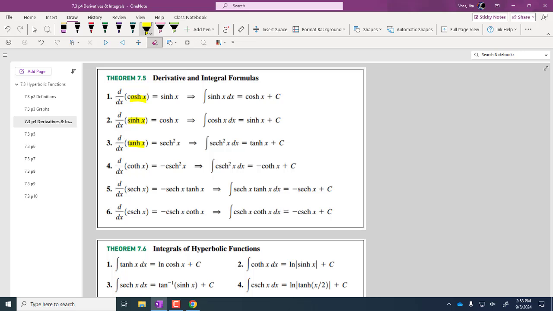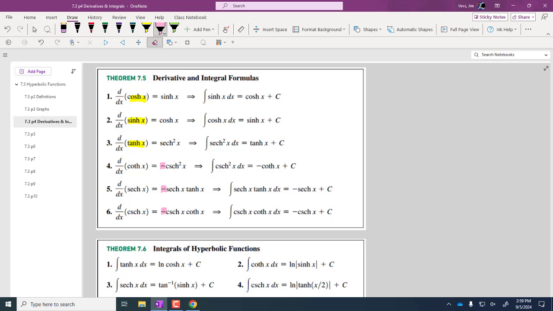The 3 primaries all have positives, but it's still lined up like sine and cosine, and the derivative of tanh is sech squared. So it parallels very nicely. The big thing to remember is that the negatives are all with the non-primaries. So the 3 primaries are positive, and the 3 secondaries are the negative ones. But the functions themselves all match parallel to what the functions were with trig.